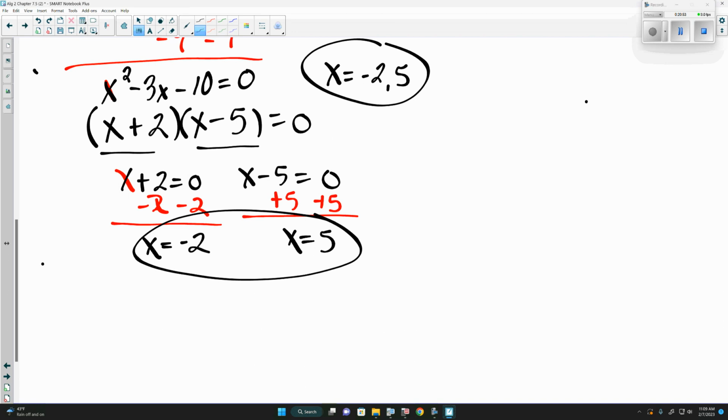Any questions on this here? Negative 2 and 5, neither one of those were our restrictions because our restrictions were positive or negative 1. So that's it. Questions on this here? Any questions over anything we've done so far?